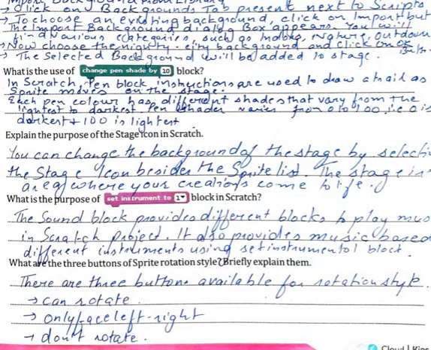What is the purpose of the set instrument to one block? The Sound block provides different blocks to play music in a Scratch project. It also provides music based on different instruments using the set instrument to one block. What are the three buttons available for rotation style? Can rotate, only face left-right, don't rotate.